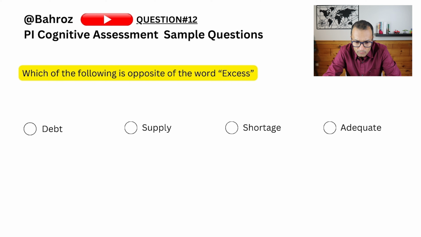Question number 32, which of the following is opposite to the word excess? This is shortage. This one is very easy, but you can also do the elimination.